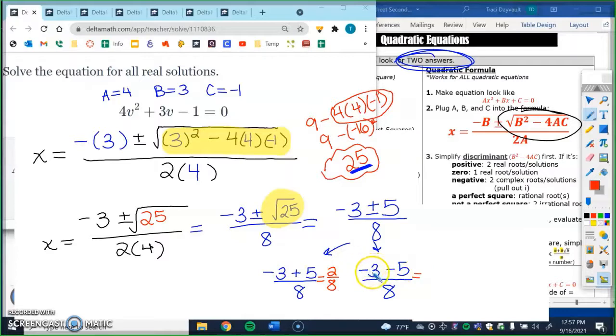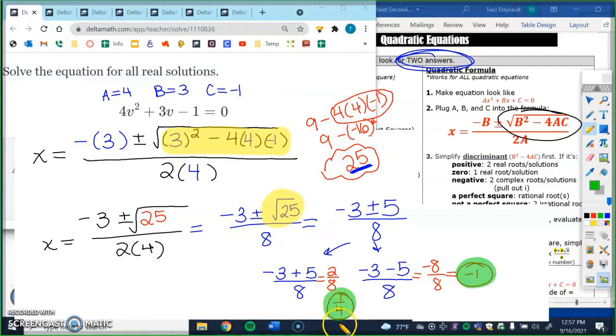And over here, if I'm at -3 and I subtract 5, that would move me down to -8. 2 over 8 can be reduced to 1/4. And -8 over 8 can be reduced to -1. Those are our two answers.